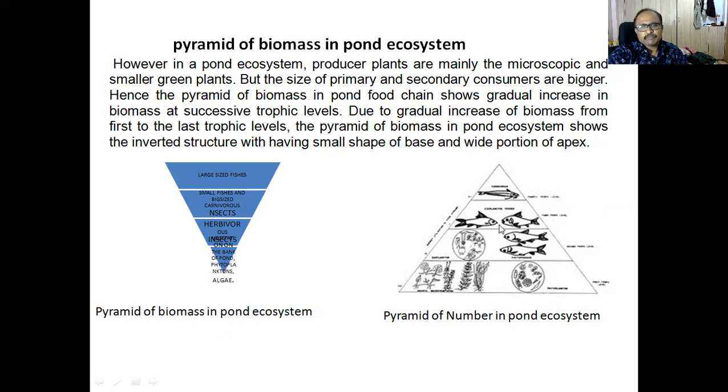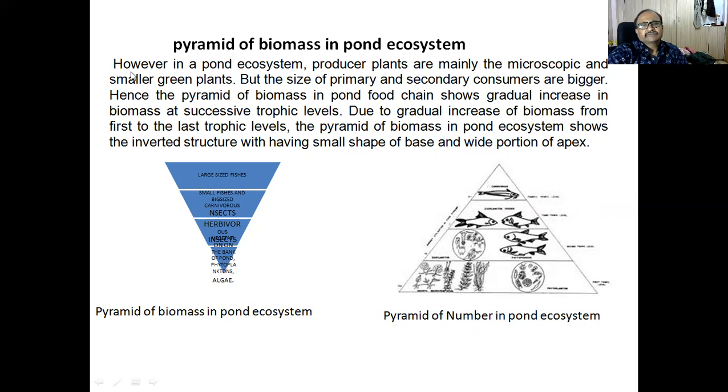This is the pyramid of number. Okay, sorry, this is the pyramid of number. But in pyramid of biomass in pond ecosystem, sorry, हम ये pyramid of number का स्टडी कर रहे हैं. Pyramid of biomass in pond ecosystem.